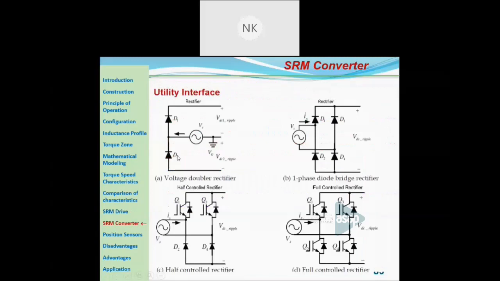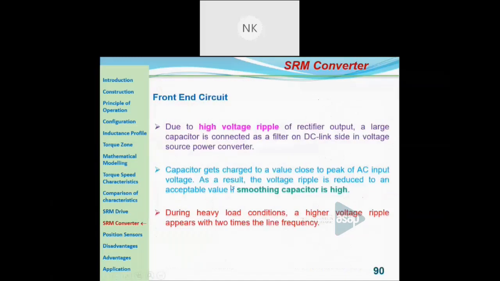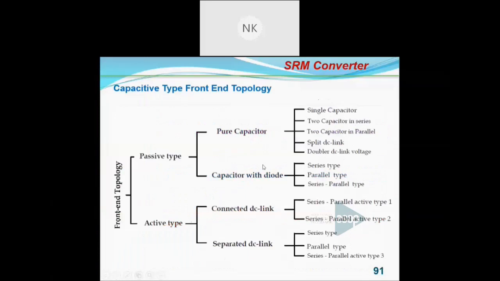Voltage doubler circuit is there, single phase diode bridge rectifier is there, half control rectifier is there, full control rectifier is there. Then in the front end circuit, a high voltage ripple will be there in the rectifier output. So you have to eliminate that one. You have to use a smoothing capacitor which is having a high value. And this is the front end topology. You can have either passive type or active type. The different types are pure capacitor or capacitor with diode, or connected DC link or separated DC link. So these are the various classifications.